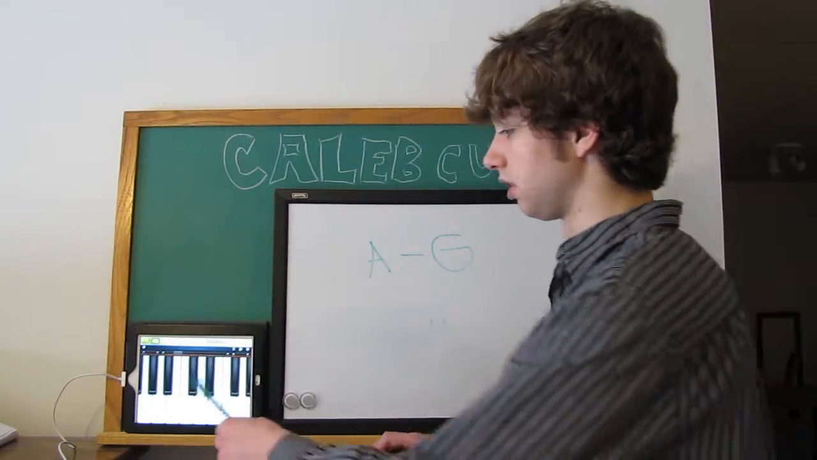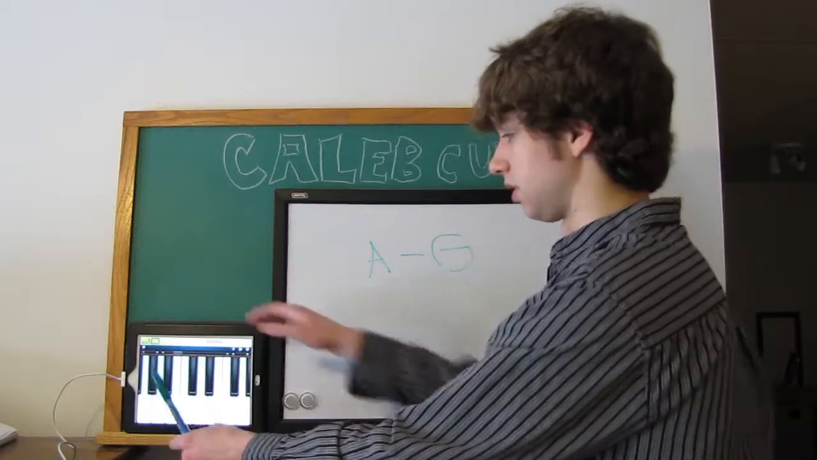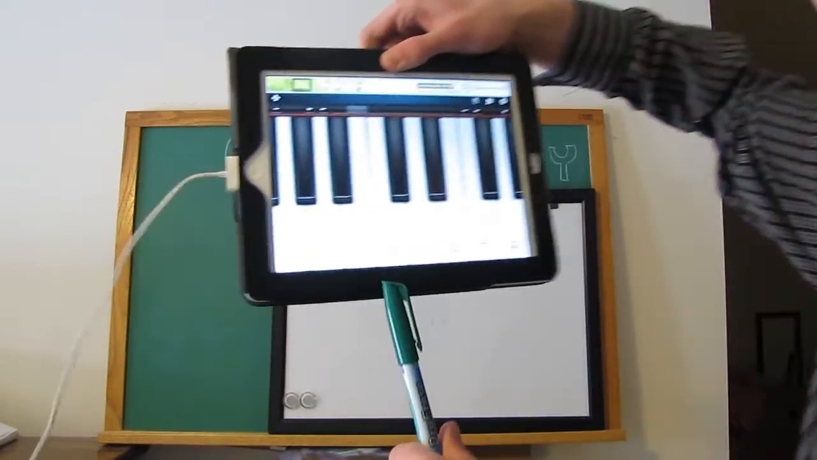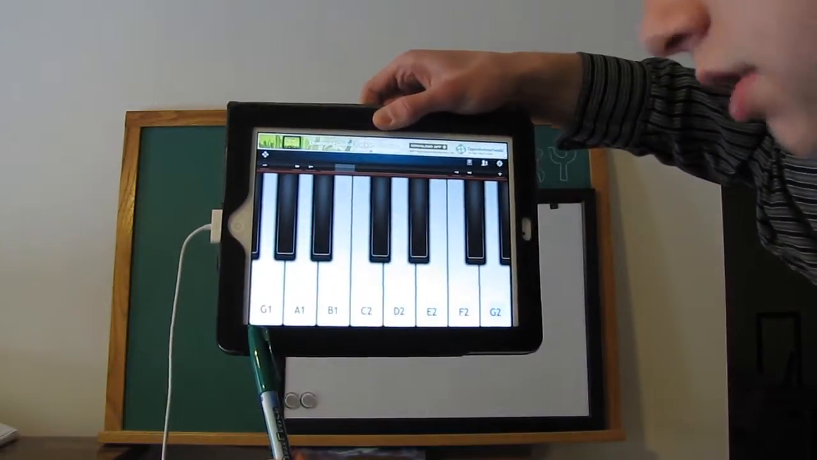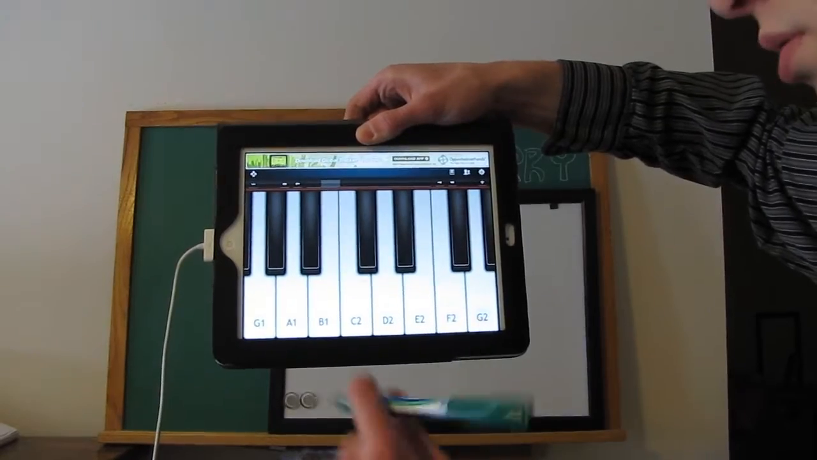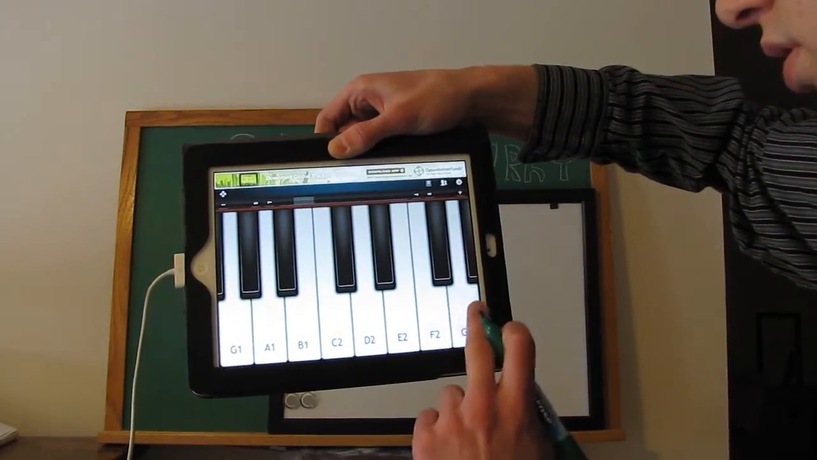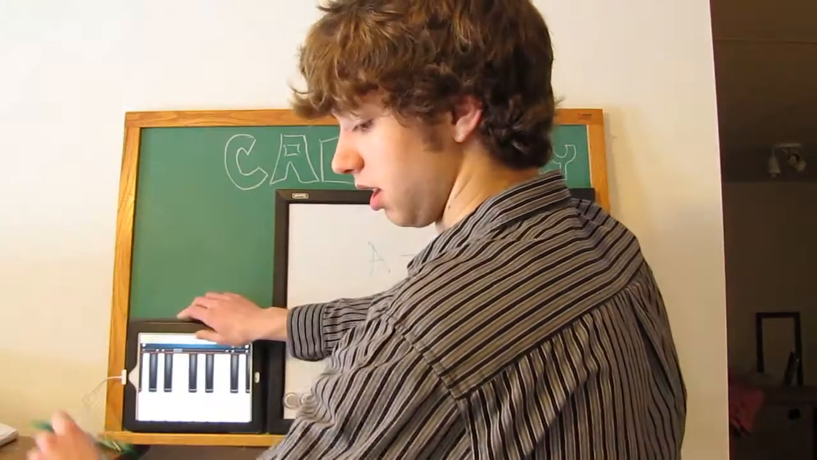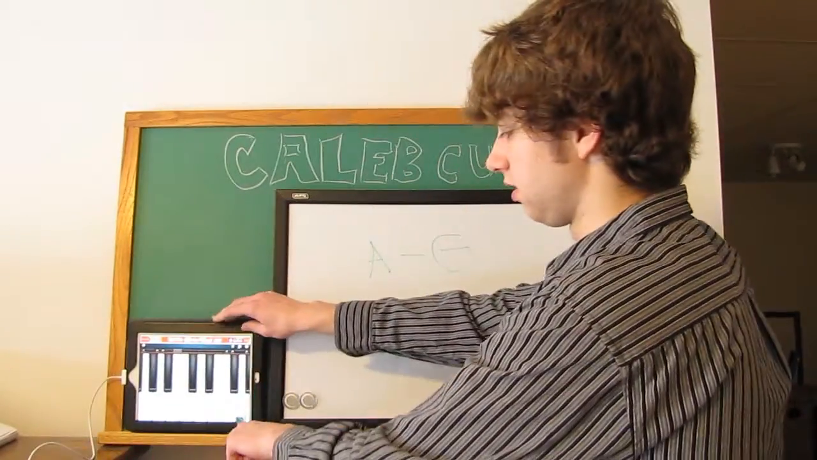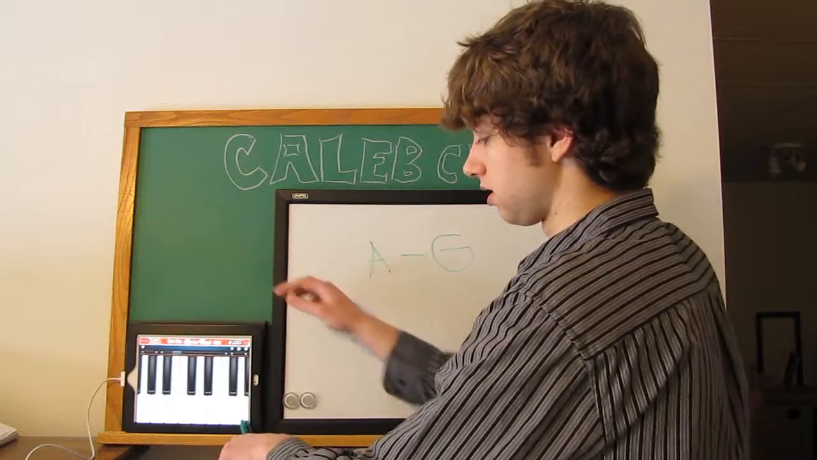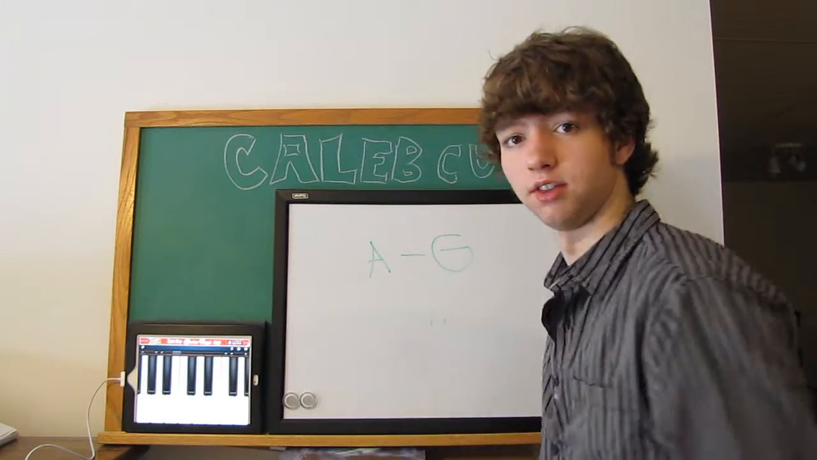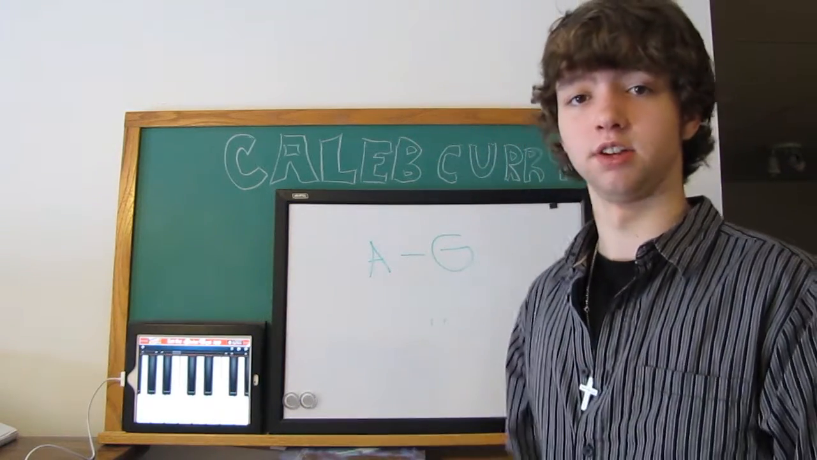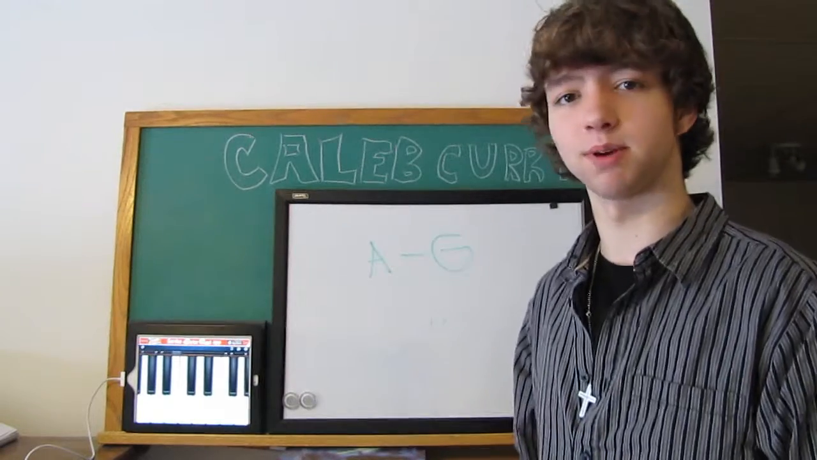So for example, here we have a G. Let's see if you can see this. Here we have G1, and then here we have G2. The reason they're both labeled G is because this G vibrates twice as fast as this G, and that's called an octave. So yeah, that's about it for now.